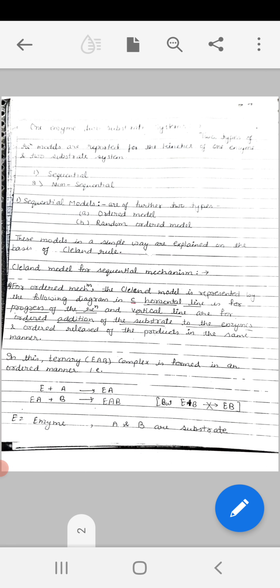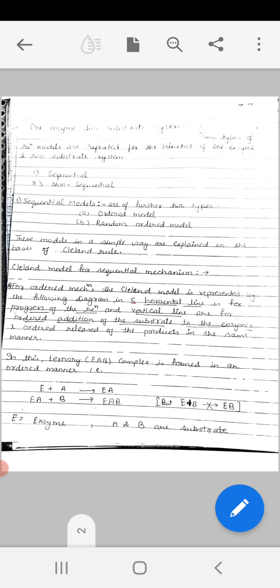Now we will study today the one enzyme, two substrate systems. Two types of reaction models are reported for the kinetics of one enzyme and two substrate systems. This we can further classify into first sequential, and second non-sequential.